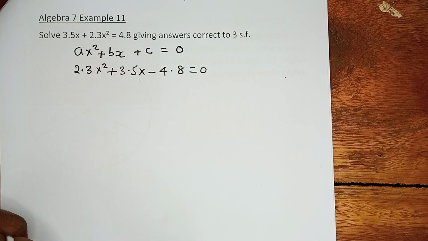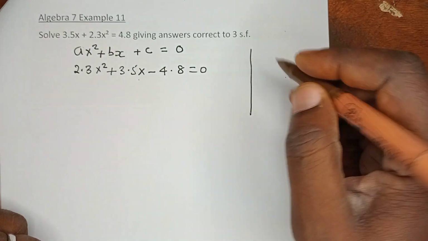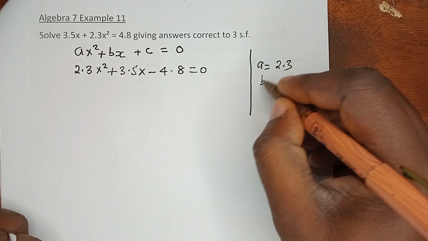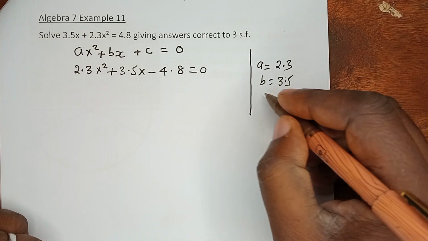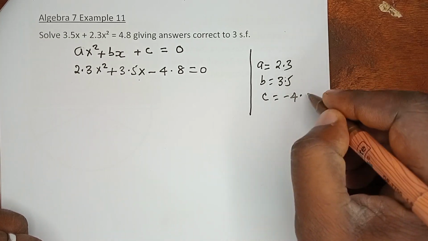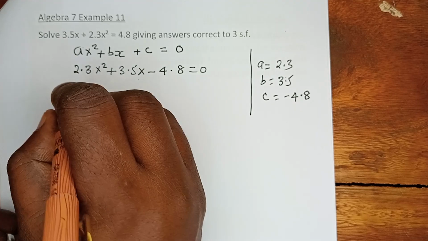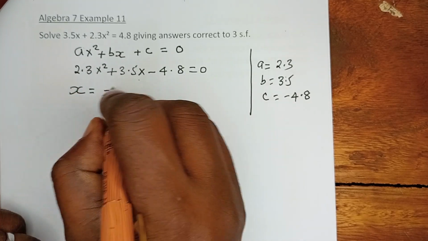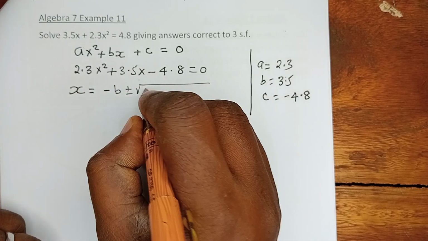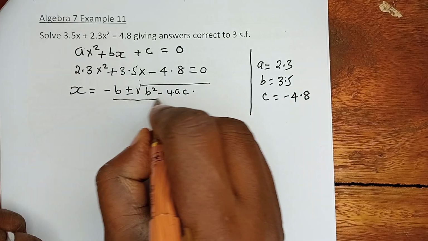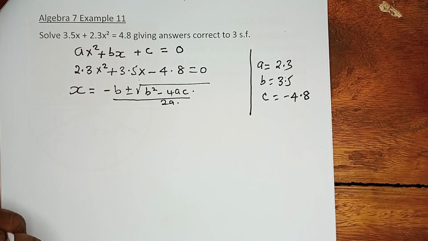Now, as such, we need to find out what our a is. Our a is 2.3. Our b is 3.5. And our c is minus 4.8. If we now want to solve it, we must substitute in the general formula: x is equal to minus b plus or minus the square root of b squared minus 4ac, everything over 2a. We have to do that substitution.